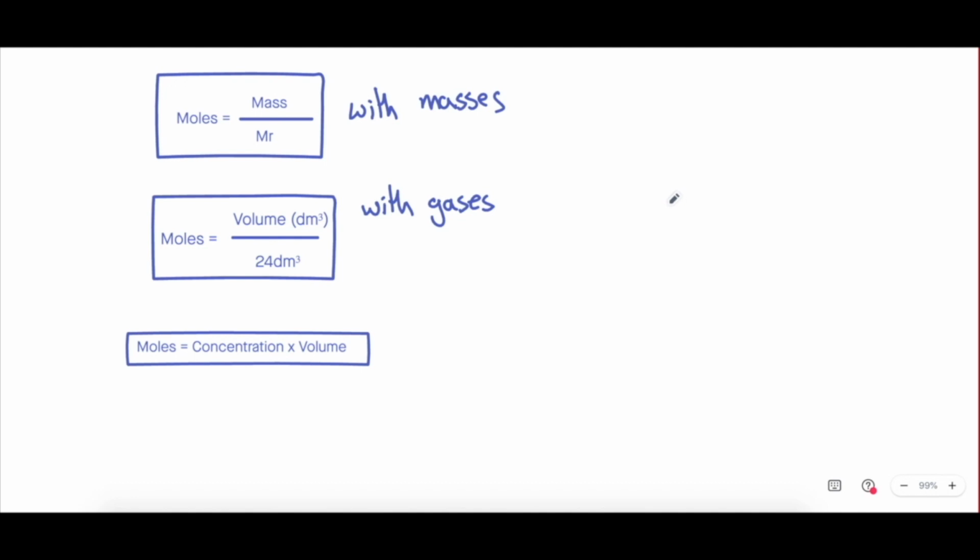So the reason it's 24 dm cubed is because 24 dm cubed is known as the molar volume of gas, which is basically the volume 1 mole of a gas takes up at room temperature and pressure. So any gas, if you have 1 mole of it, will always take up 24 dm cubed.